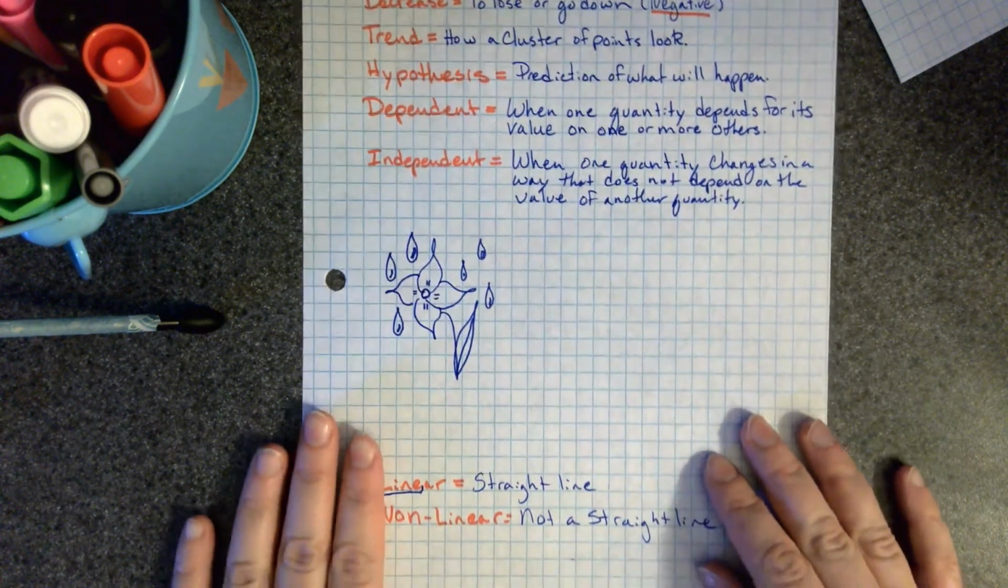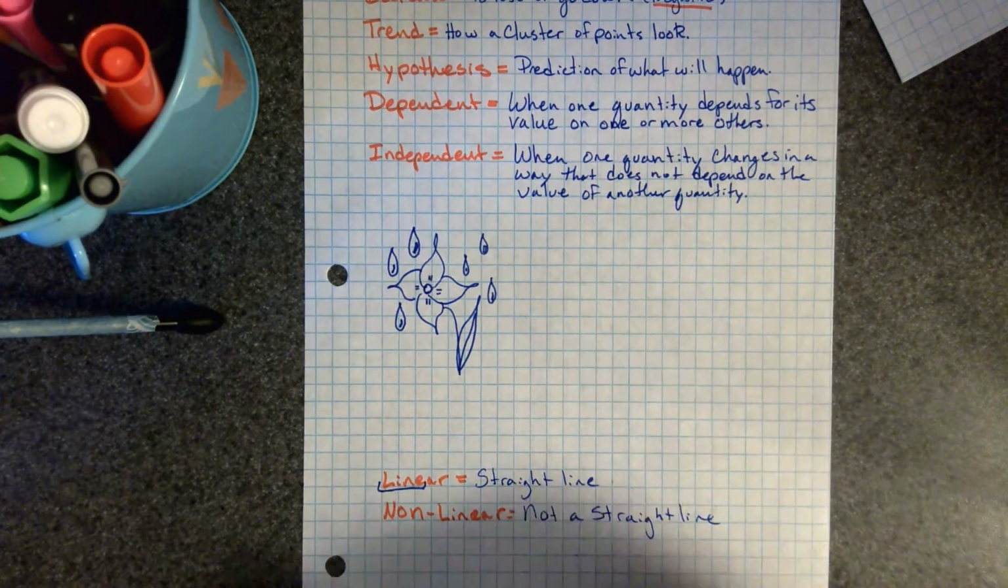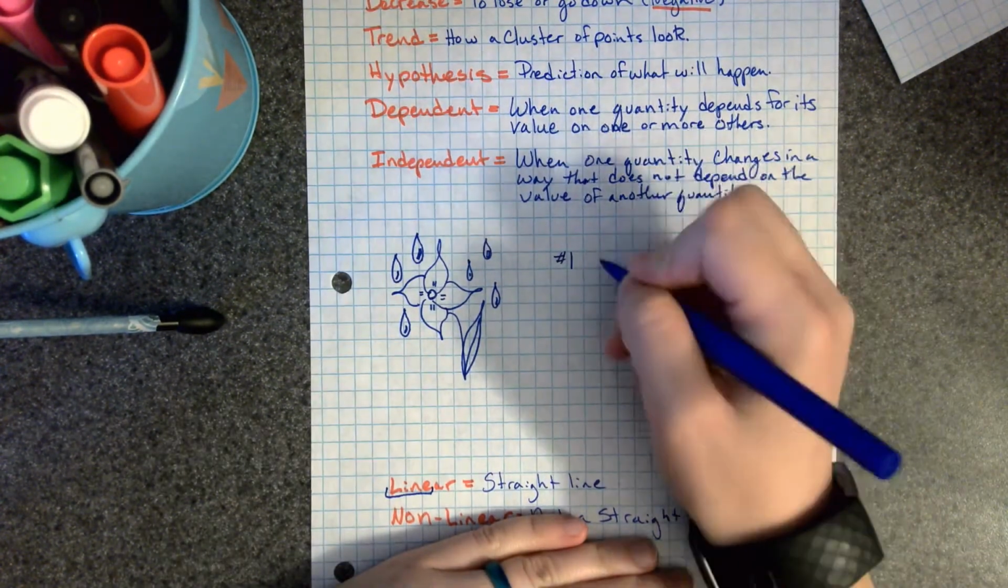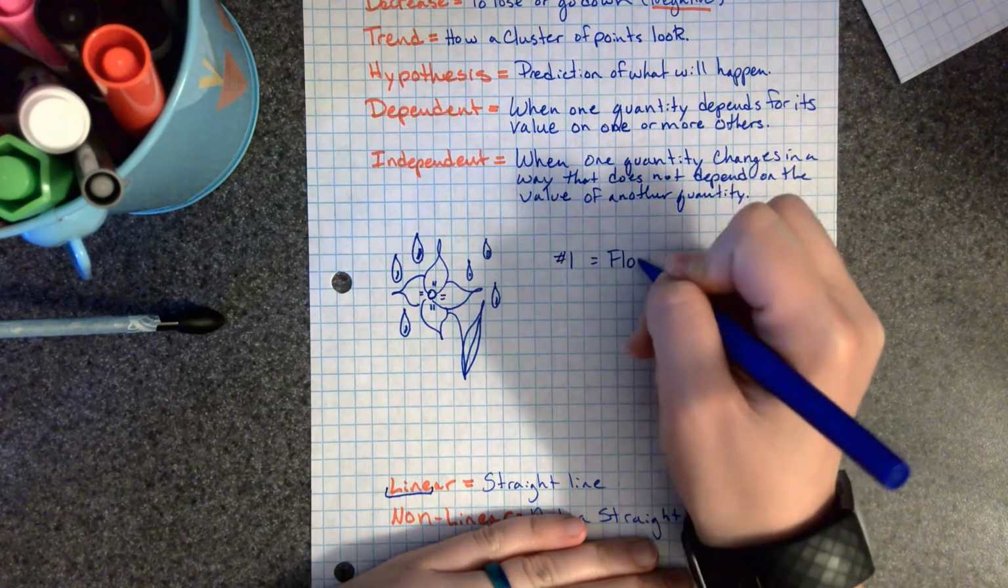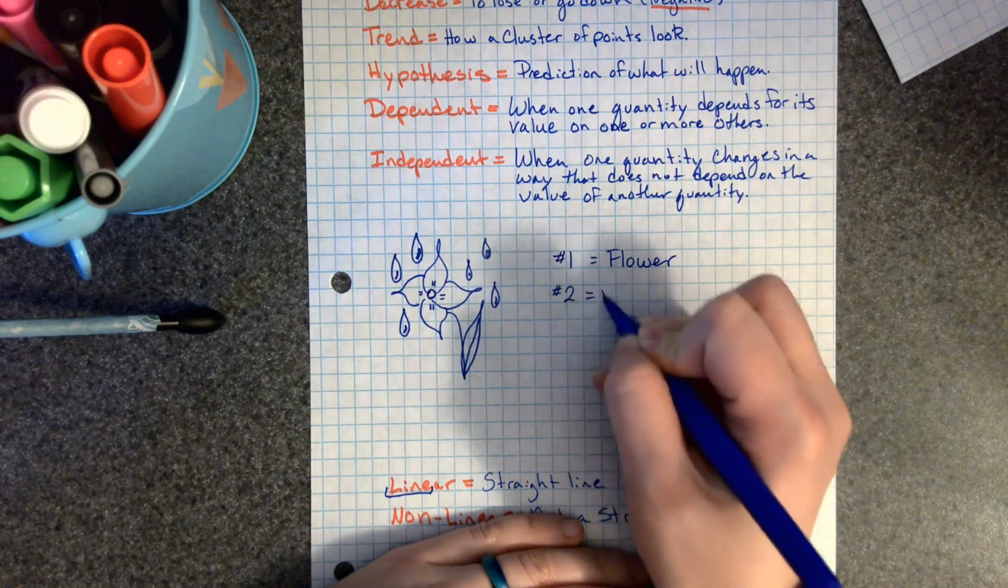So let's say that we have two variables. In this case, one of the variables is a flower. So number 1 equals flower. Okay, and our second variable is rain.